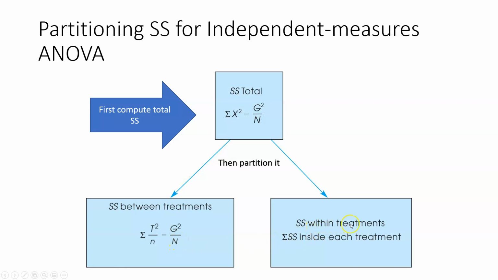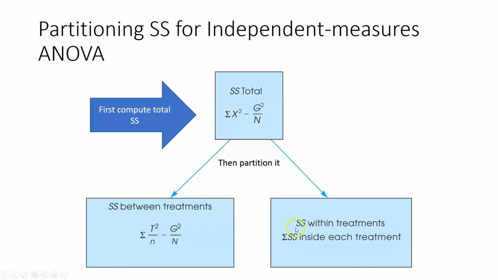The sum of squares within treatments is the sum of squares that you find inside each treatment added up. So if the sum of squares for the first treatment and the sum of squares for the second treatment and the sum of squares for the third treatment were added together, then you would get the sum of squares within.